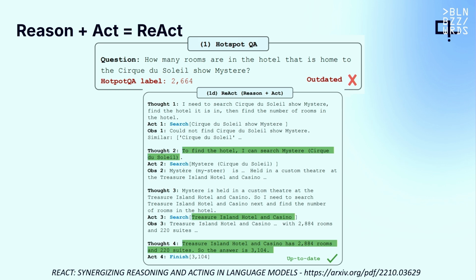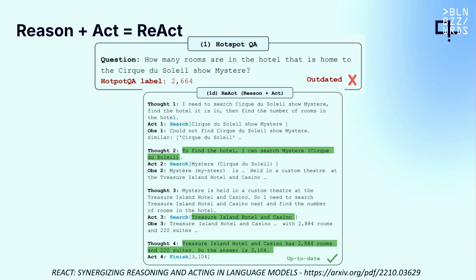So in this, there was also another paper around this. HotpotQA, in the first example, has complex questions that require some sort of reasoning and observation, even for human beings. So the question was, how many rooms are in the hotel that is home to the Cirque du Soleil show, Mr. Meister? If you directly ask this question to an LLM, it generates an answer, but it's mostly outdated. So what we do with this prompting strategy is, again, we try to teach the LLM how to reason, how to think, and how to also observe the answer.